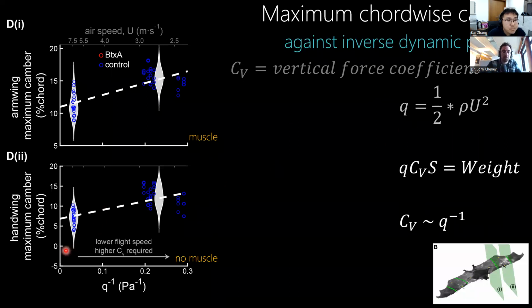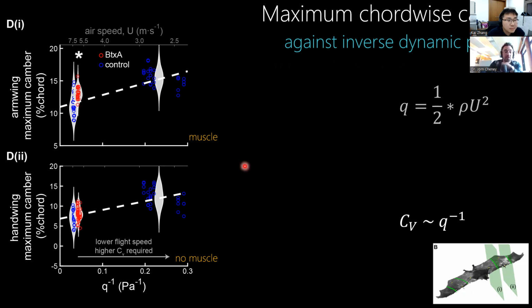And so in this case, as you go from left to right, you have flight speed decreasing left to right, but vertical force coefficient increasing. I'm only plotting the control data here, just to warm things up. And you can see camber does in fact increase as you go to higher force coefficients. And when we plot the Botox data, we see in the arm wing, the wing is in fact cambered substantially more. I think it was about 10 to 15% greater on average, whereas the hand wing shows no difference.